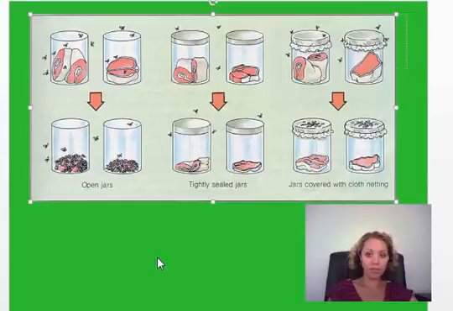Everything else about the 3 sets of jars is the same. The jars are the same size, they're made of the same material. We've got the same meat in each of the jars. They're put in the same environment for the same amount of time.